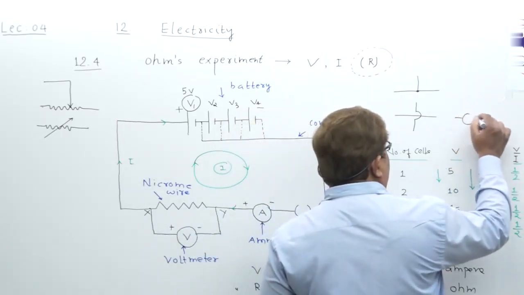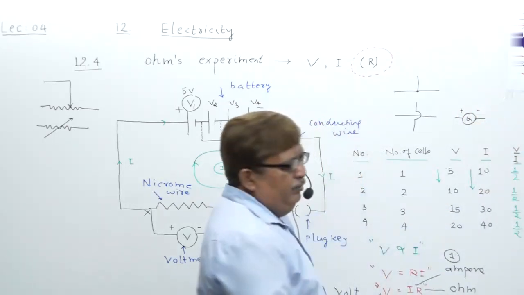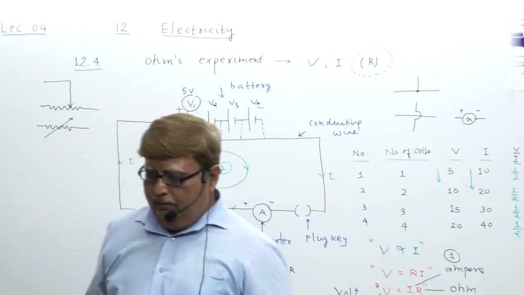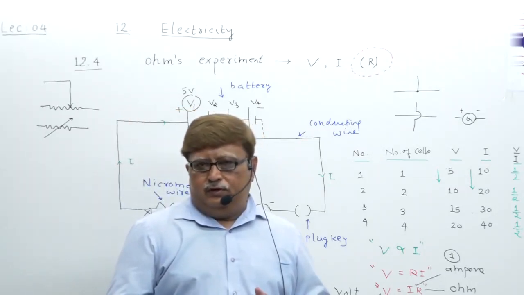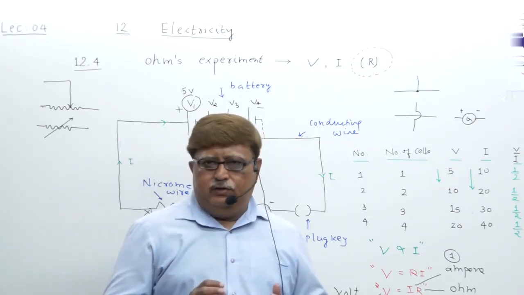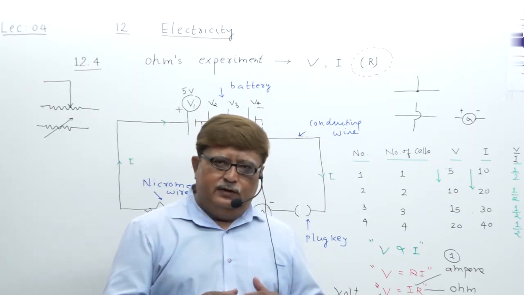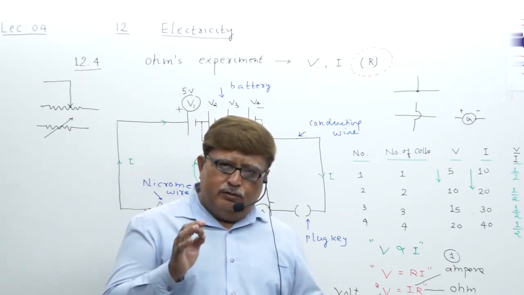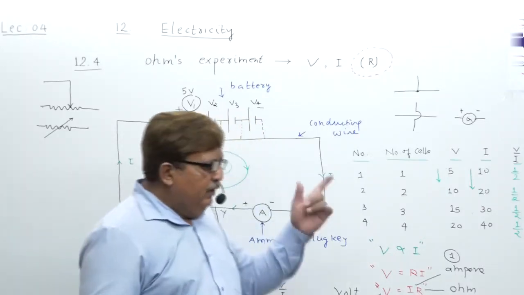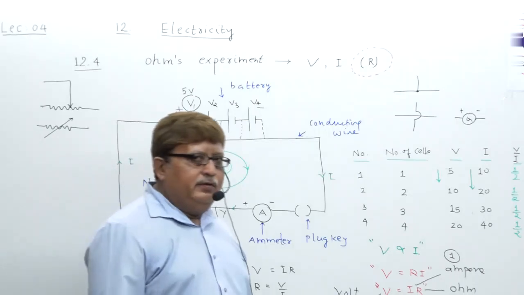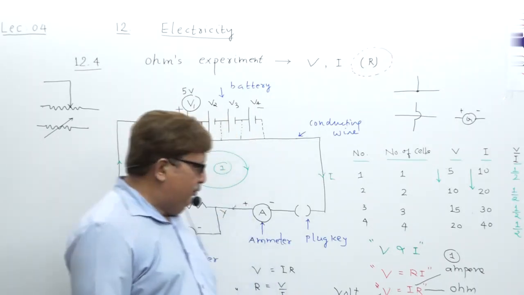One another symbol I should mention, galvanometer. What is that? G. Galvanometer, what is its role? Actually, if galvanometer is present in the circuit, it will not measure the amount of current passing in the wire, but it will just detect the presence of current. So galvanometer is just to detect the presence of current only.